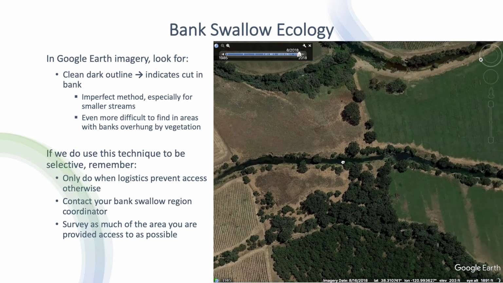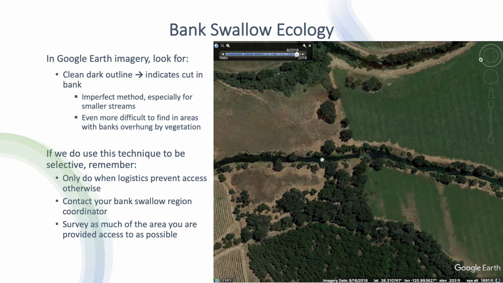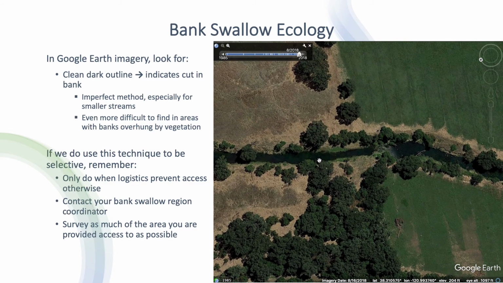For example, the imagery can be multiple years old, the lighting or quality of the imagery may be poor, and there may be too much vegetation blocking views of the banks. It's also just plain hard to see a three-dimensional structure from a two-dimensional picture. Therefore, if you do identify what looks to be a cut bank, make sure to survey as much of the surrounding area as possible in person, even if you can't see any other banks. Remember to only limit your survey area using this strategy when easy access is otherwise prevented, and remember to contact your bank swallow regional coordinator for help.